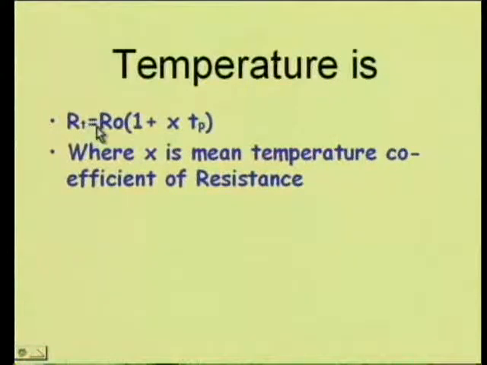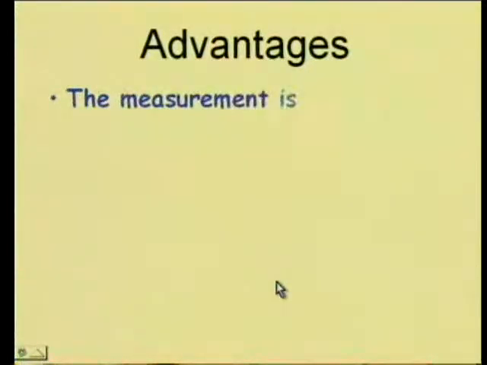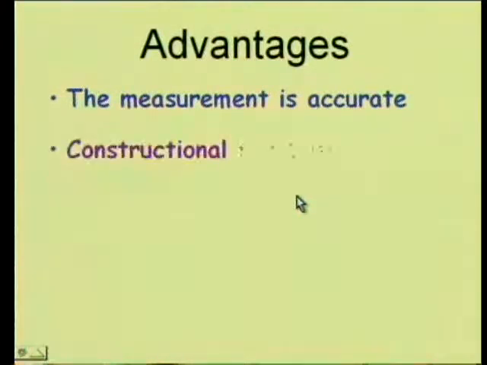Next is how to calculate the temperature. The temperature is calculated as RT equals R naught into 1 plus alpha Tp, where alpha, sometimes written as X, is the mean temperature coefficient of resistance, and R naught and RT are the resistances at 0 degrees and Tp degrees of temperature.